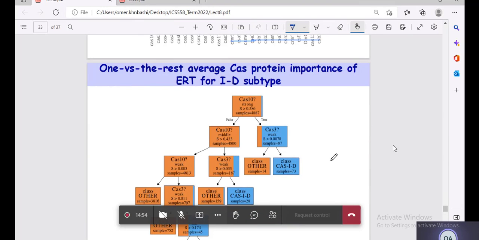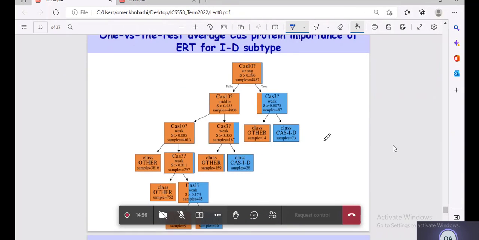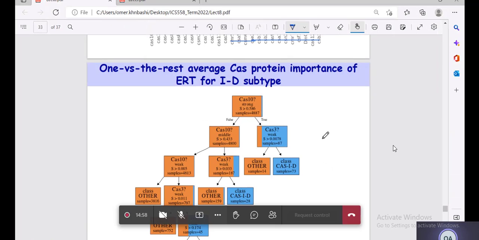For example, here, the same thing, we ask it to build us the binary tree to tell us how important the proteins are for type 1D. And then it says, if you have Cas10 in the beginning, if they find, for example, you remember the cassette, it came like this.